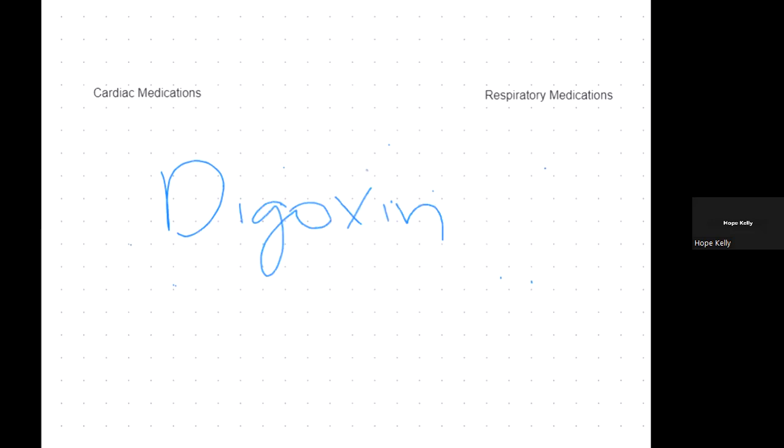All right. So we talked about a lot of different classes of medications. Let's talk about the cardiac glycosides. The main medication that is a cardiac glycoside is digoxin. Tell me about digoxin, y'all. Very narrow therapeutic index. Yes, it's a fine line between it being therapeutic and toxic.